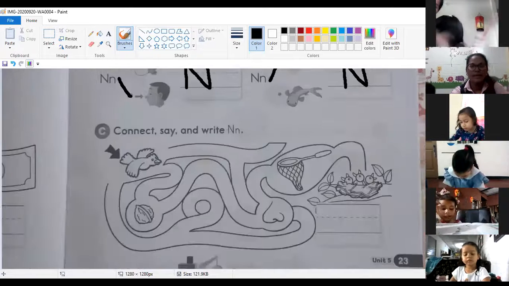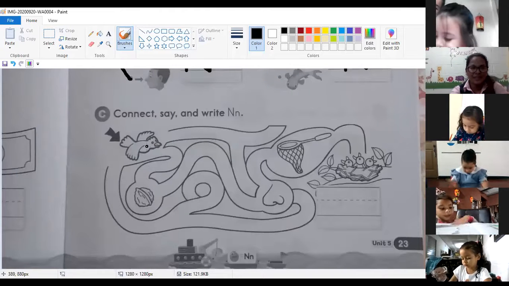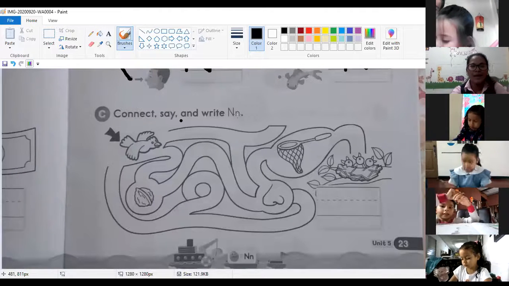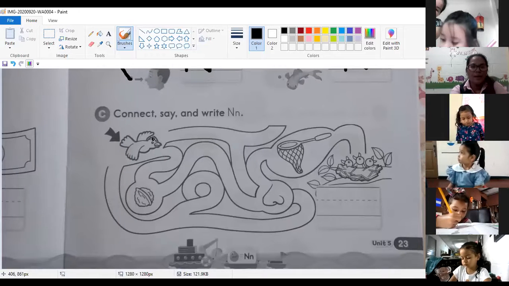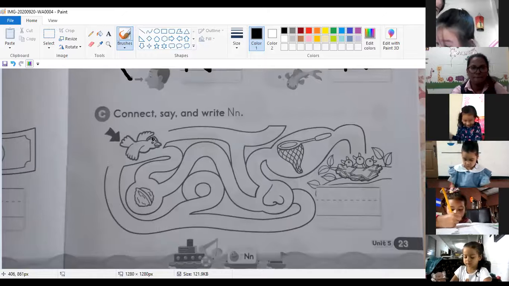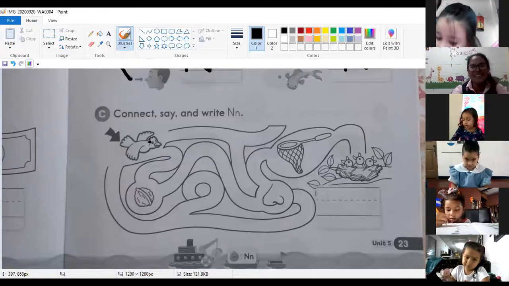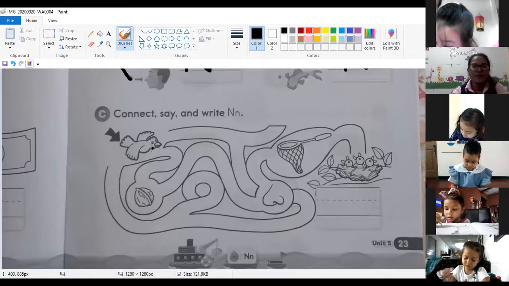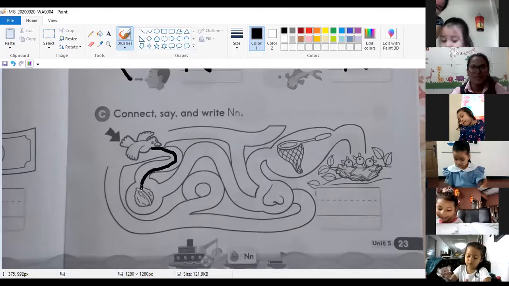On exercise letter C, we are going to connect, say, and write with letter N. Vamos a terminar with the letter N. Look, we have a bird. Aquí tenemos un pajarito que quiere llegar hasta el nest a ver a sus hijitos. So first we have the bird, but the bird wants to eat a nut. This is a nut.